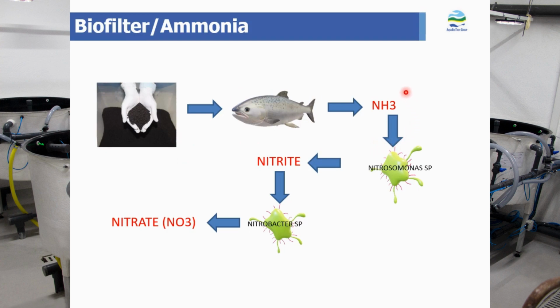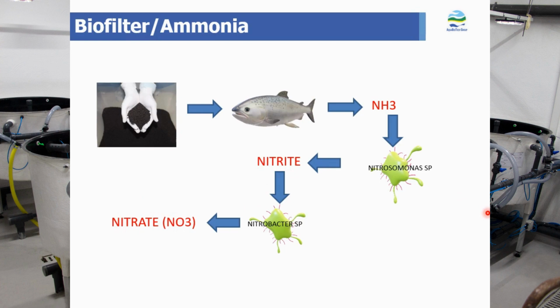The highly toxic ammonia will be processed by Nitrosomonas. This special bacteria lives in the biofilter and converts ammonia to nitrite, which is still toxic for the fish, but not as much as the ammonia. After, there is another type of bacteria, the Nitrobacter, also living in the biofilter. This bacteria will process nitrite to nitrate. So nitrate is mildly toxic compared to nitrite and ammonia.